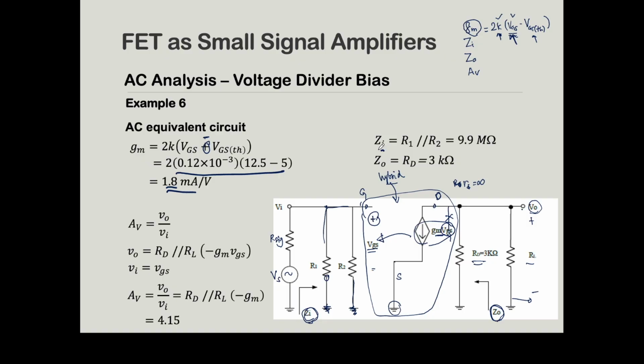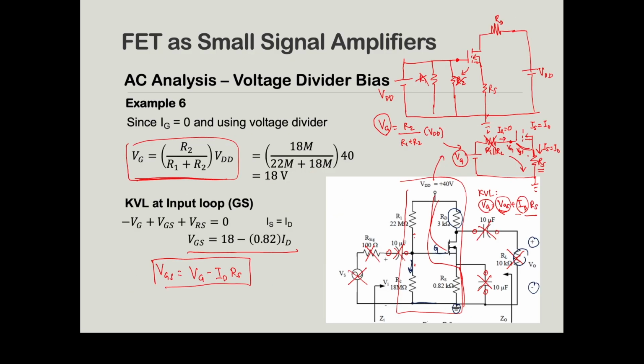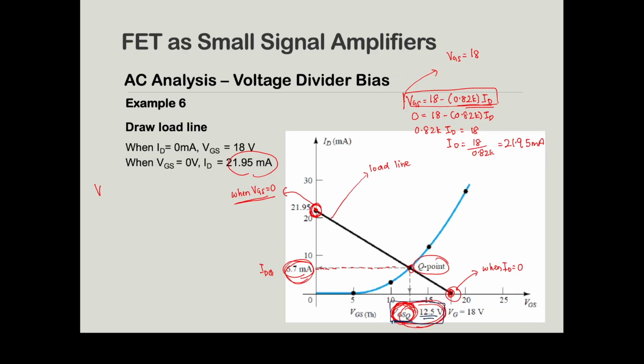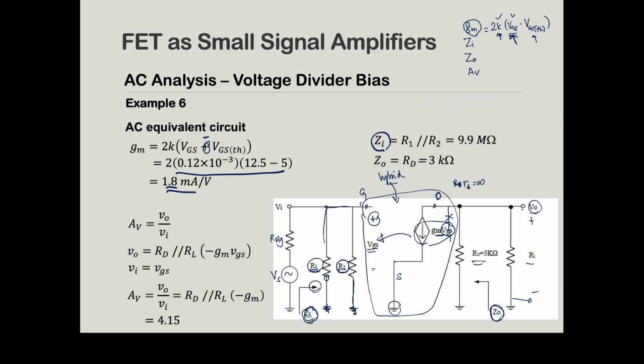Okay, next is our input impedance. For input impedance, you look in this direction. In our calculation, we're going to use R1 and R2, and they are connected in parallel. R1 is given as 22 mega, and R2 is 18 mega. So you will get your answer as 9.9 mega. In the exam, don't forget what mega is. Mega is 10 to the power of 6.